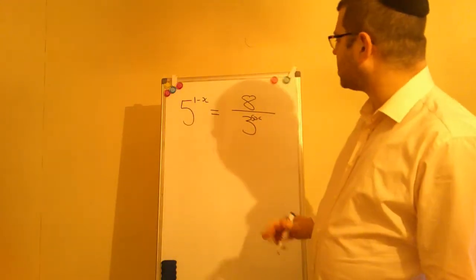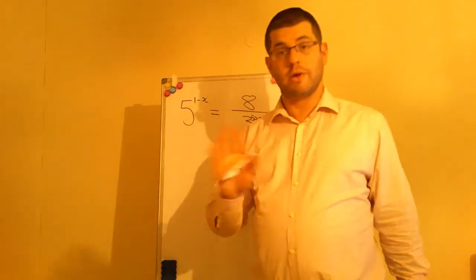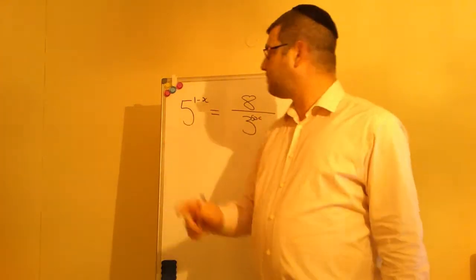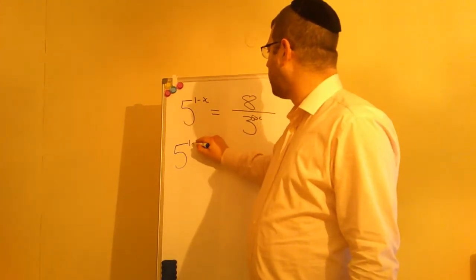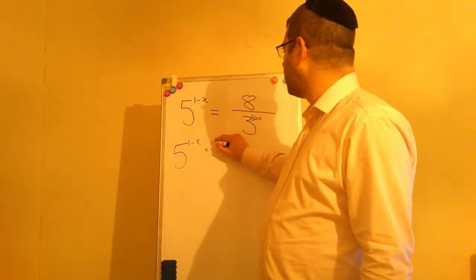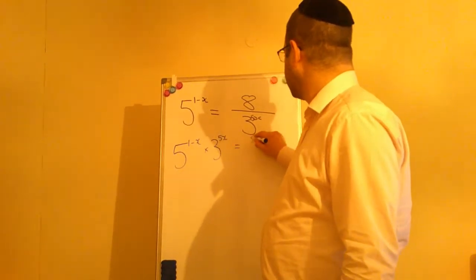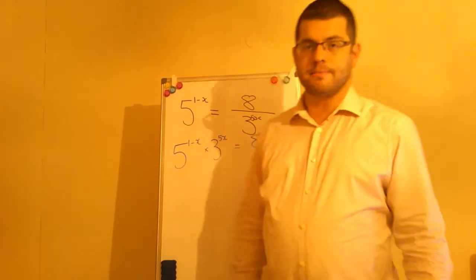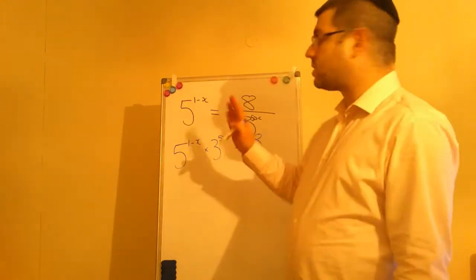I think it makes it just slightly neater and more presentable to bring this term up. You don't need to. There is a way of doing this, leaving it as it is, but let's just bring this up. So it becomes 5 to the power of 1 minus x multiplied by 3 to the power of 5x is equal to 8. Now, let's log both sides.